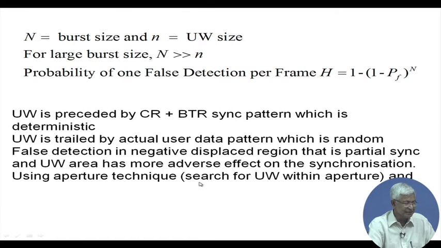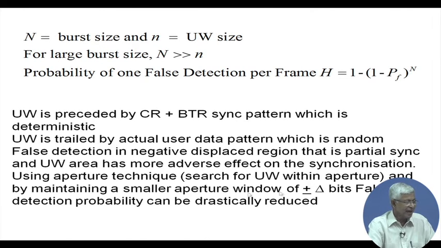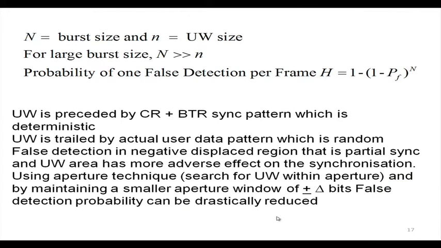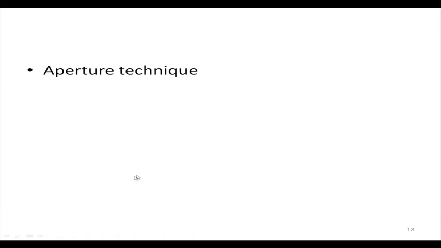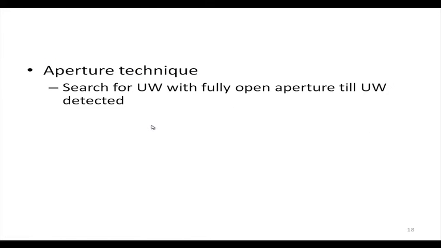Using aperture techniques, such as searching for the Unicode within the aperture, and by maintaining a smaller aperture window of plus minus delta bits, the false detection probability can be drastically reduced. Okay. The aperture technique is what? First, you search for the Unicode with a fully open aperture. I mean, you search all bits which are coming in till the Unicode is detected.